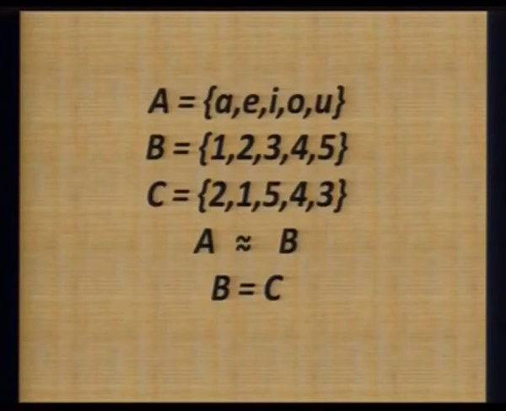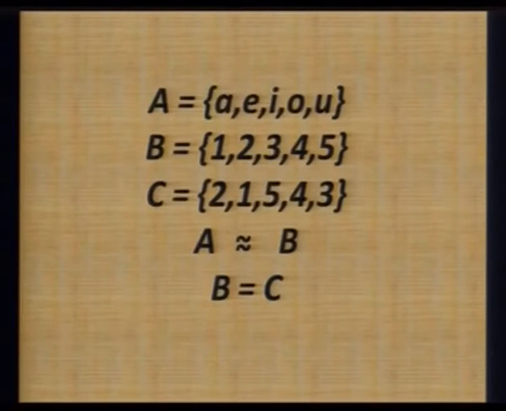Now we have three sets here. Set A is {A, E, I, O, U}. Set B is written as {1, 2, 3, 4, 5}. And set C is written as {2, 1, 5, 4, 3}. See the relation between sets A and B: they both have 5 elements. Elements in set A are 5, elements in set B are also 5. Such sets are called equivalent.